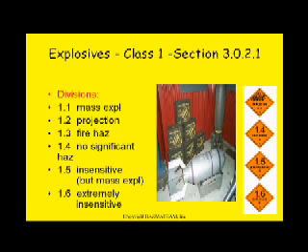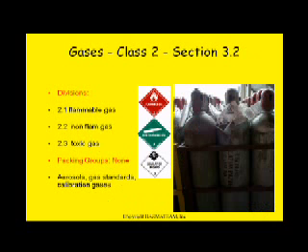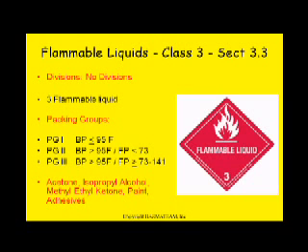Hazard class 1 has 6 divisions. Hazard class 2 has 3 divisions. Flammable liquids, hazard class 3, you can see the number 3 in the bottom of the label. That is based on the flash point of the liquid having a flash point of below 140. Packing groups are determined using both boiling point and flash point.